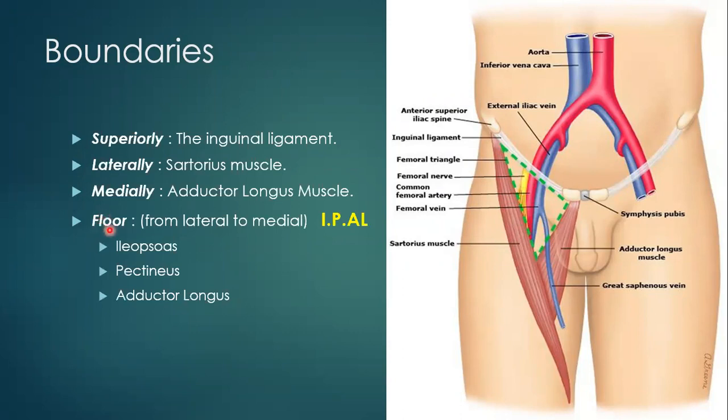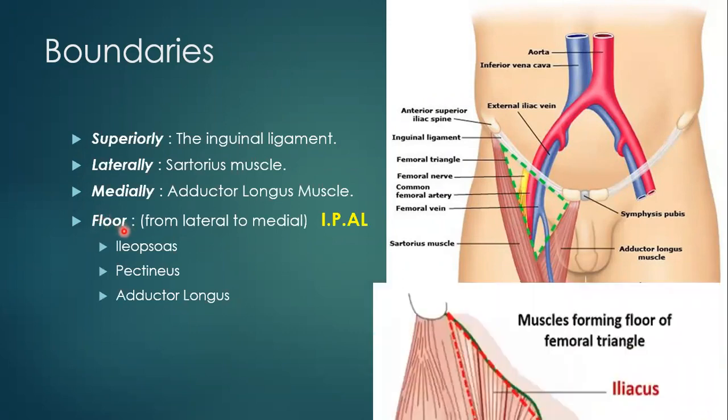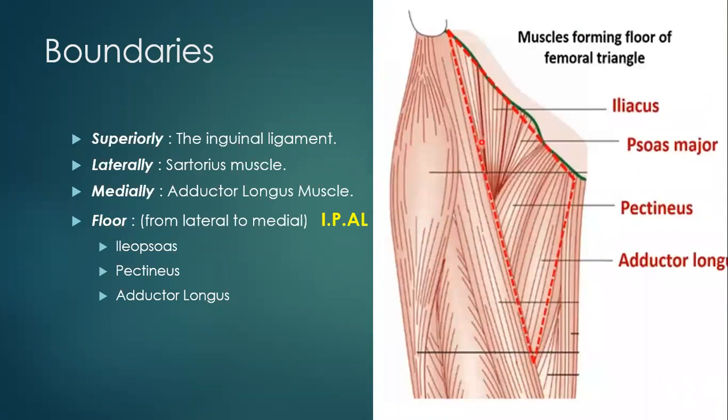Now, the floor of the triangle is formed by muscles, starting from lateral to medial. This is the iliacus muscle, then the psoas muscle, then the pectineus muscle, and then the adductor longus muscle. You can memorize by the mnemonic IPL. Then the roof is formed by skin, and then deep to skin there is another layer which is known as the fascia of the thigh.